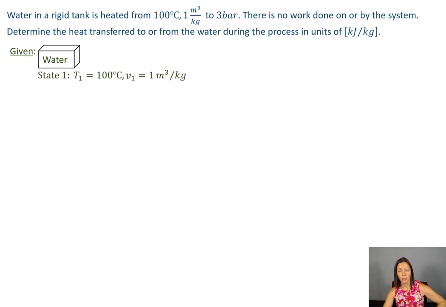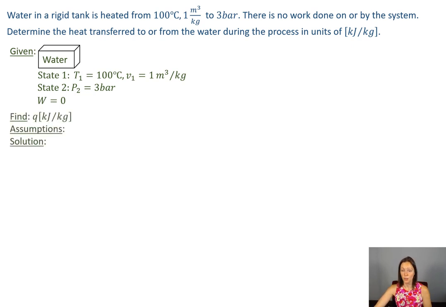Write what you know about the initial state, what are the properties you know about that initial state, and the final state. So state 1, my initial state, I know the temperature and specific volume. And my final state, I know the pressure. Let's see what else I know. No work done on or by the system. That means W is equal to 0. And that's all I'm told. I know that I need to find Q in terms of kilojoules per kilogram, so that'd be lowercase q.